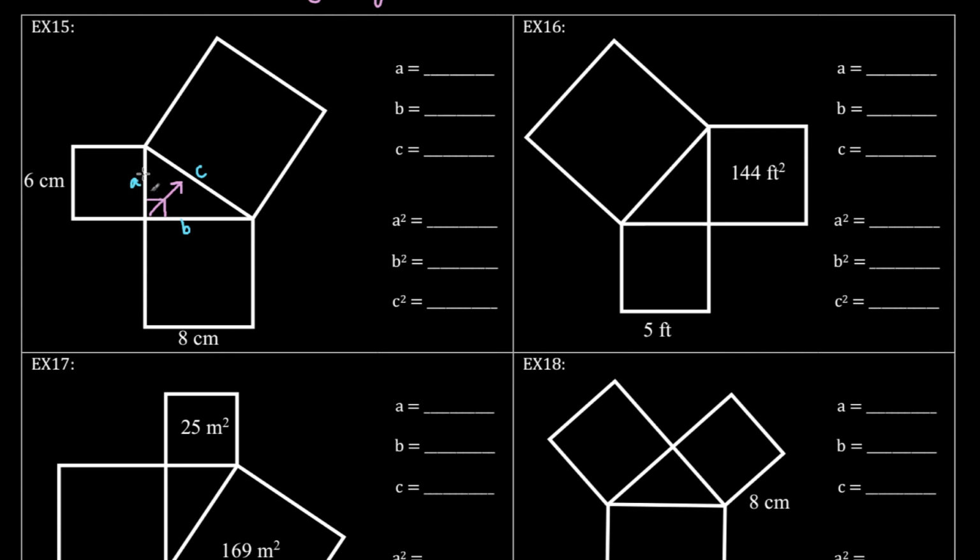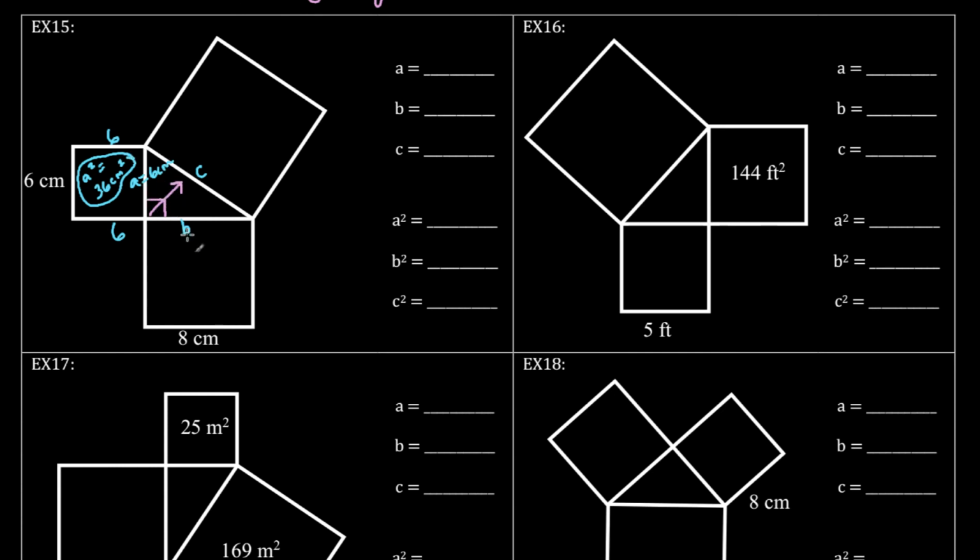Okay, so we know that if this is a square, and this side length is 6 centimeters, then this one also is, and this one is, and this one is. We also know that means the area, or A squared, is 36 centimeters squared. So this is the area of the inside. This is how many squares it takes to cover the inside.